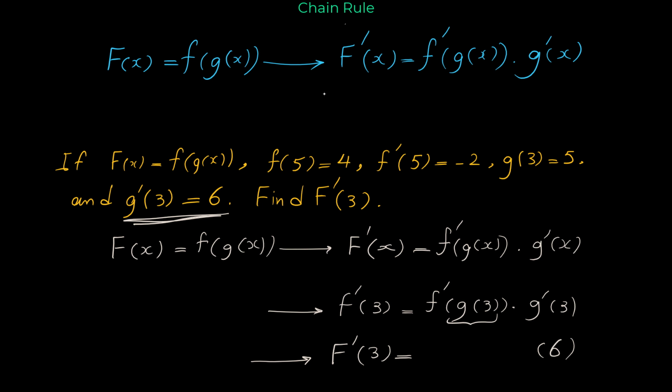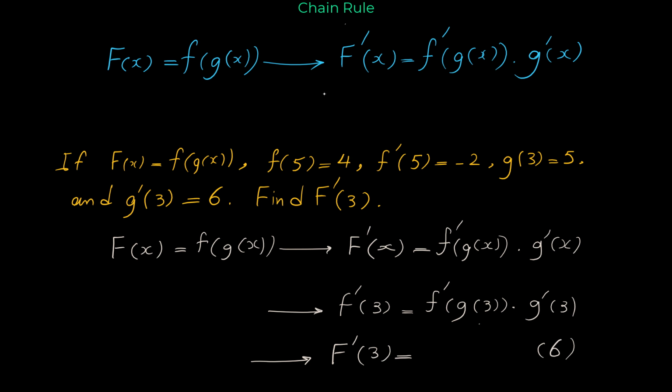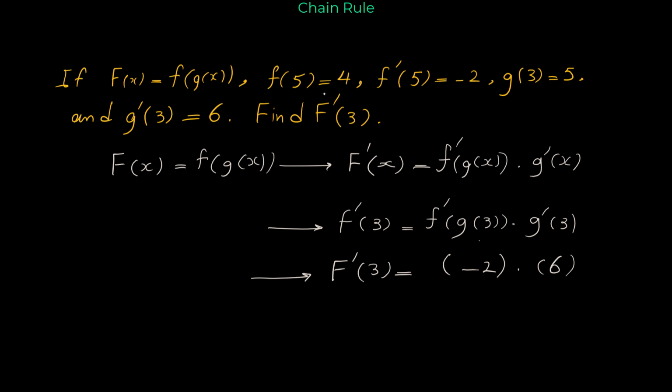What is g of 3? If you pay attention, g of 3 equals 5. So this is 5. Now what is f prime at 5? F prime of 5 is given negative 2. So f prime of g of 3 is negative 2. If we multiply negative 2 by 6, f prime of 3 is negative 12.